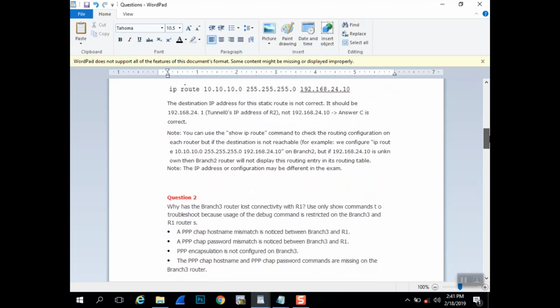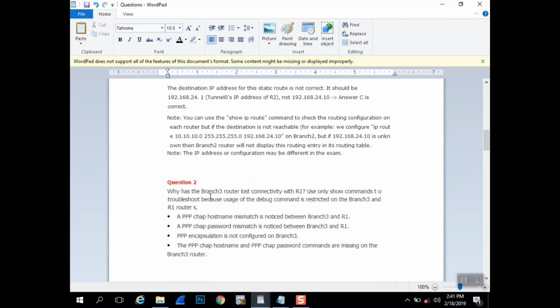Now let's proceed with question number 2. Why has the branch 3 router lost connectivity with R1? Use only show commands to troubleshoot because usage of the debug command is restricted on the branch 3 and R1 routers. So is it A? A PPP CHAP hostname mismatch is noticed between branch 3 and R1. B. A PPP CHAP password mismatch is noticed between branch 3 and R1. C. PPP encapsulation is not configured on branch 3. Or D.